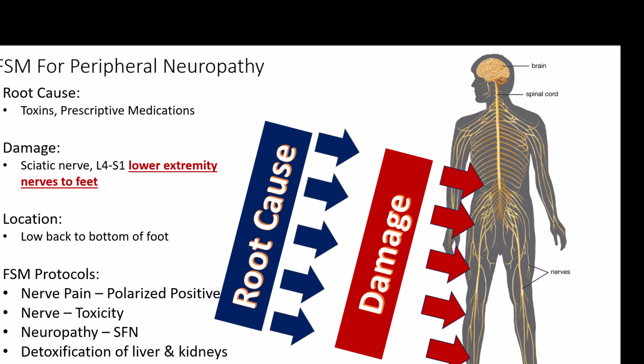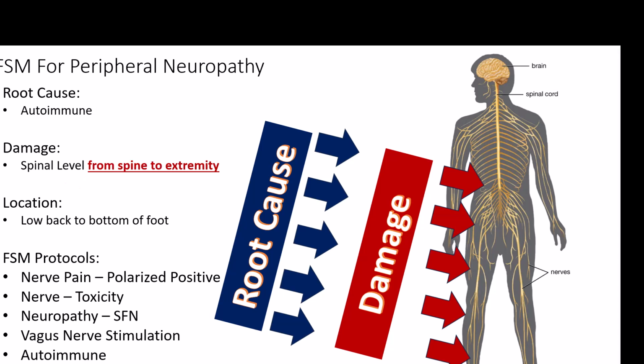So we're treating the nerve and we're removing the root cause of the neuropathy. Autoimmune conditions are very complex. When you know that the cause of your peripheral neuropathy is autoimmune attack of your nerves, you can usually get relief of nerve pain and dysfunction by treating the nerve with FSM.